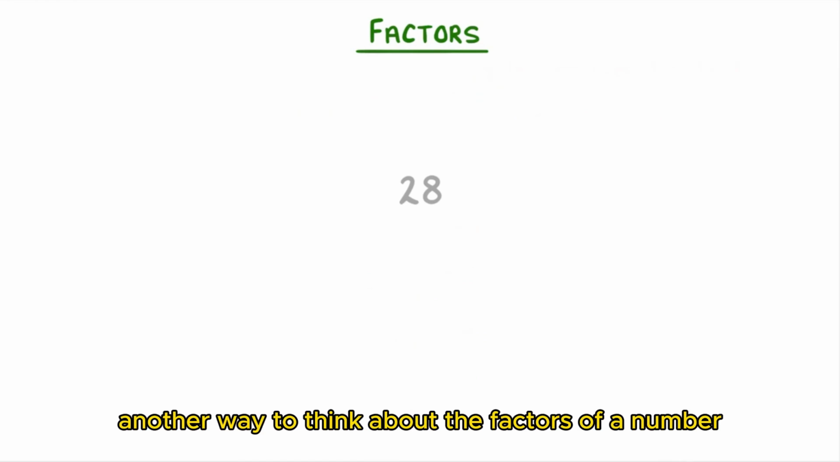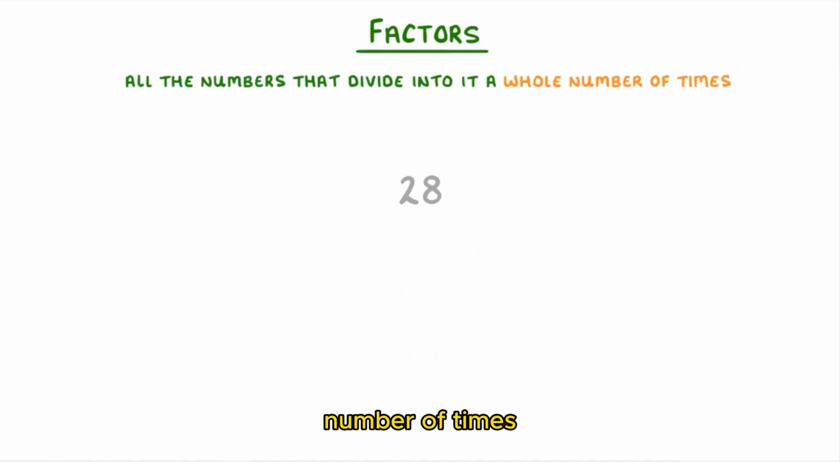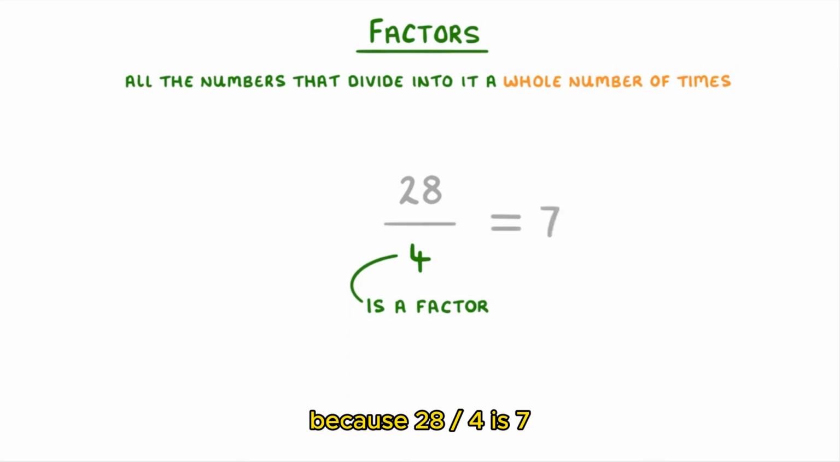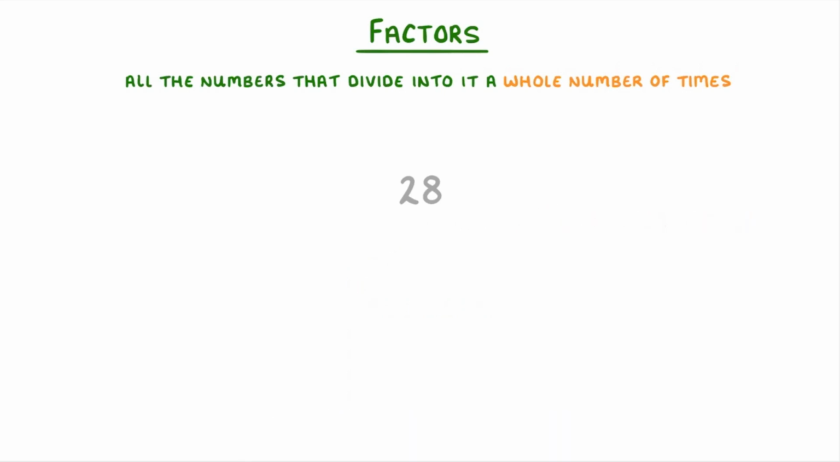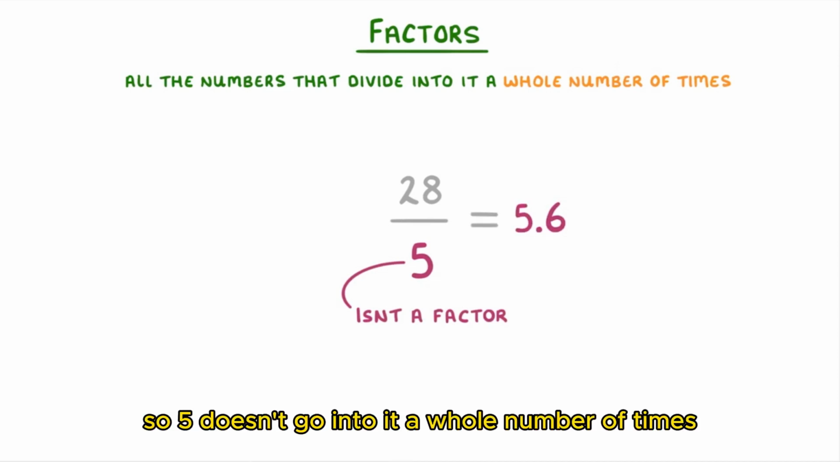Another way to think about the factors of a number are all the numbers that divide into it a whole number of times. For example, 4 is a factor of 28, because 28 divided by 4 is 7, which is a whole number. Whereas 5 isn't a factor, because 28 divided by 5 is 5.6. So 5 doesn't go into it a whole number of times.